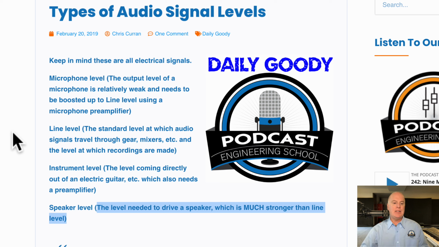So that's it. A recap: you've got the microphone level signal, and the first thing you have to do with a mic level signal is use a preamp to bring it up to line level. And line level is where you record it and play it back and route it and do whatever you want to do with it. And then, of course, instrument level is like microphone level. You need to basically preamp it up. And then speaker level is just a lot louder and a lot stronger signal because it needs to drive a speaker. So all right, those are the different audio signal levels.